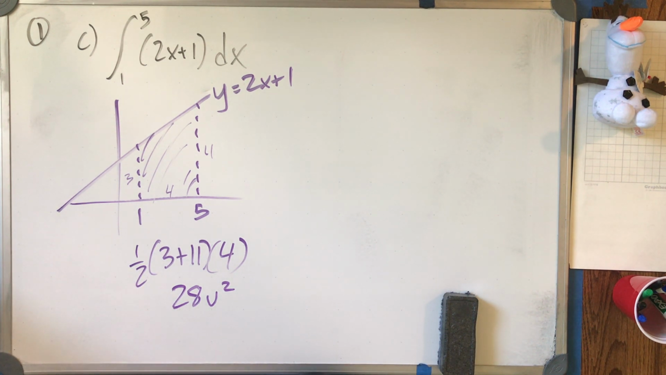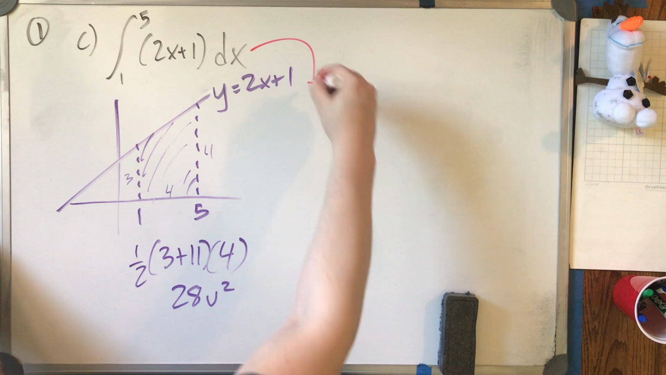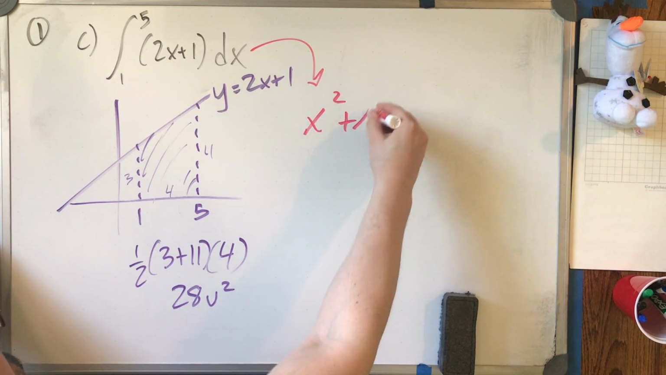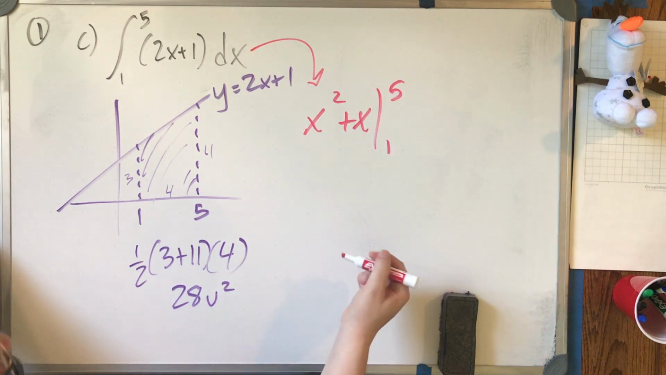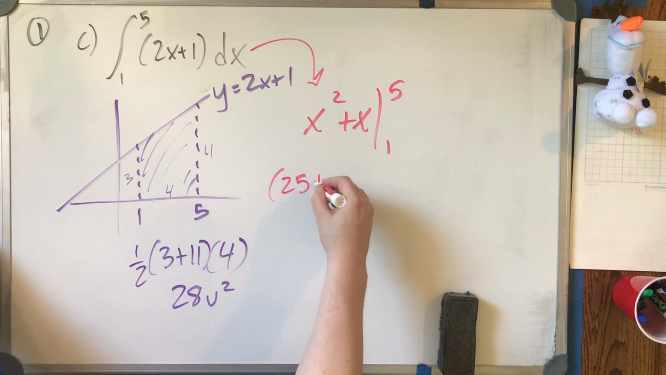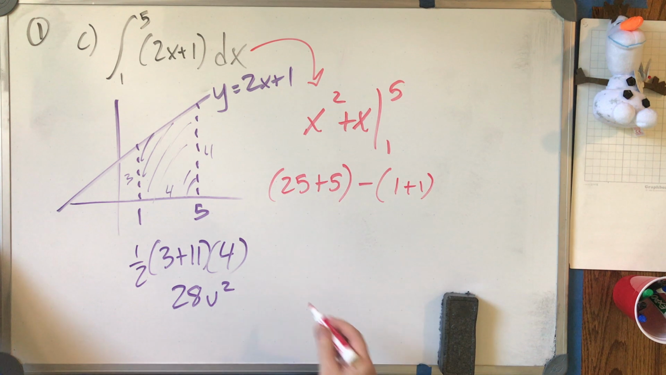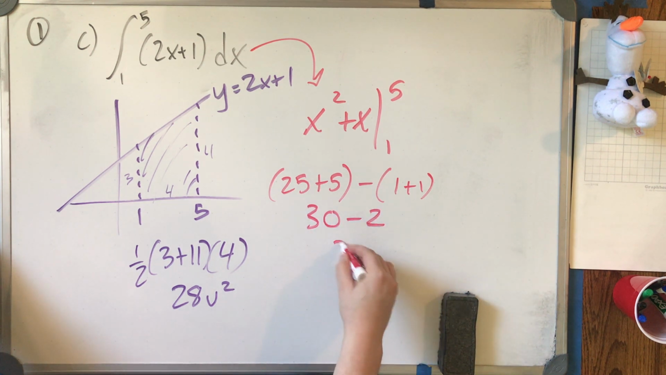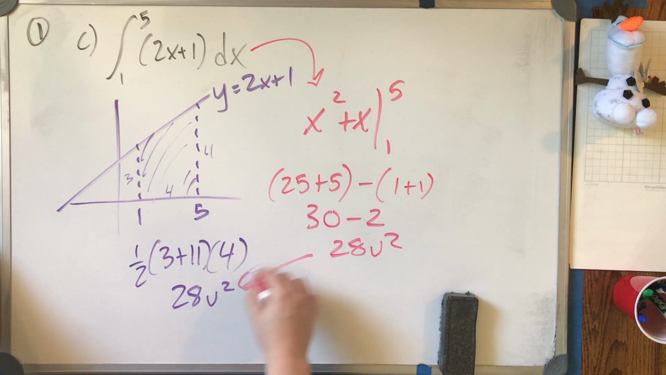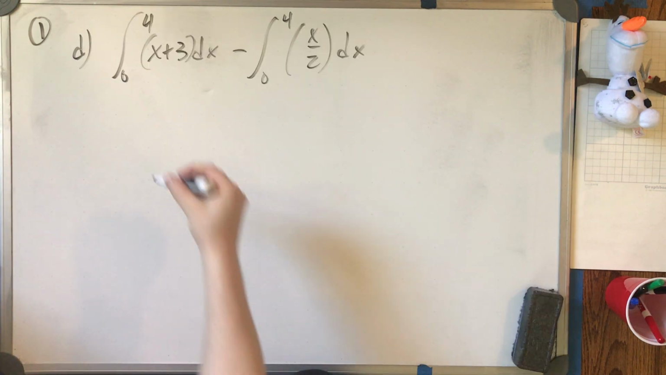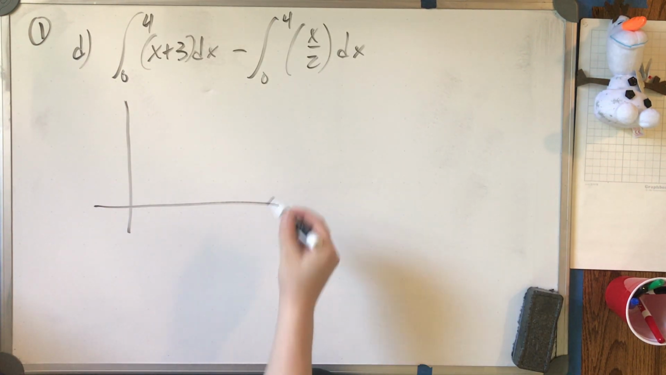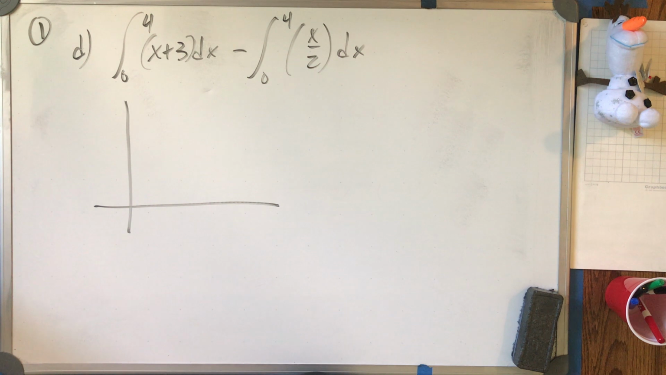Using calculus on the same thing, I will get x squared plus x, evaluating that from 1 to 5. So that's going to be 25 plus 5 minus 1 squared plus 1. So that's 30 minus 2, which is 28. So same thing. D is slightly harder because we have two different integrals all at the same time.